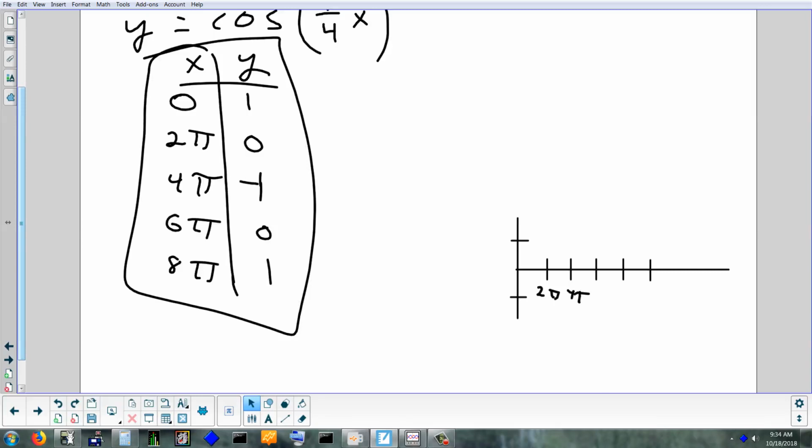2 pi, 4 pi, 6 pi, 8 pi. The 1 and -1 is not going to change at all today. All I'm going to do is move these down. All right, so we're at 1, 0, -1, 0, 1. So 1, 0, -1, 0, back to 1. And there's your graph.